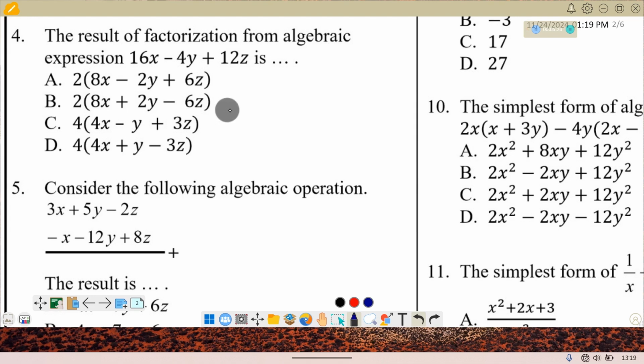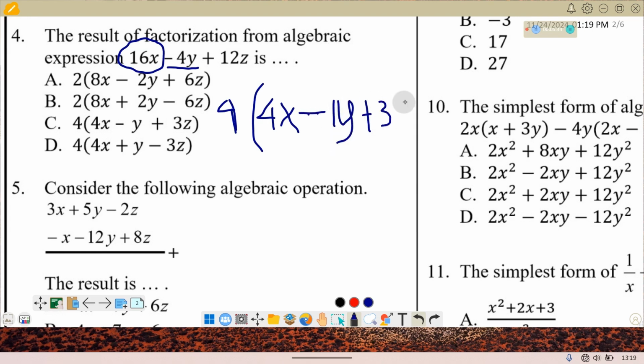So the answer is to put 4 outside the brackets. And here we have to get positive 16x, so we put 4x inside the brackets, and then to get minus 4y, it's supposed to be minus 1y. And the last is plus 3z. So the answer is 4 times 4x minus y plus 3z. So the answer is C.